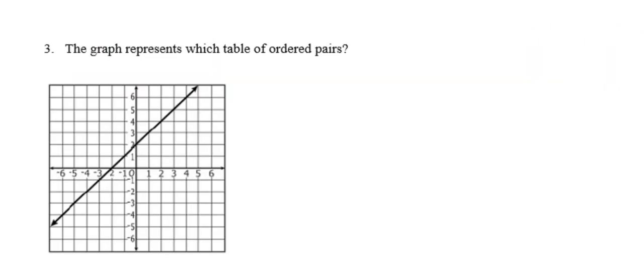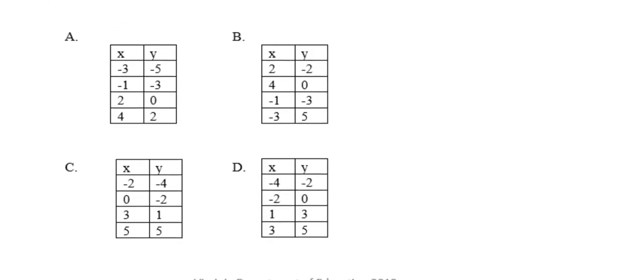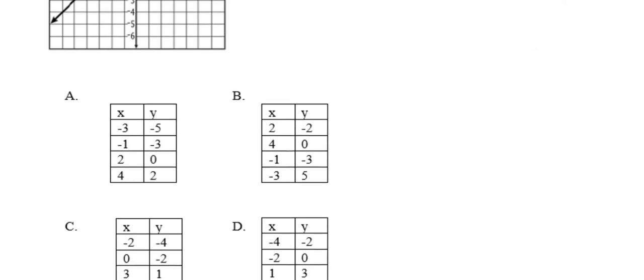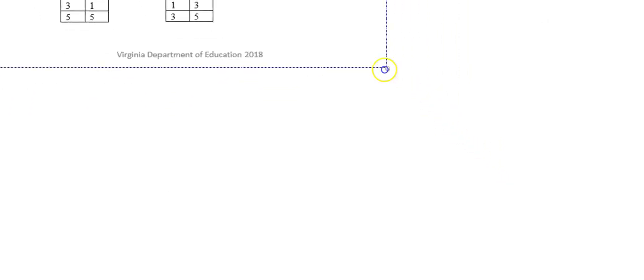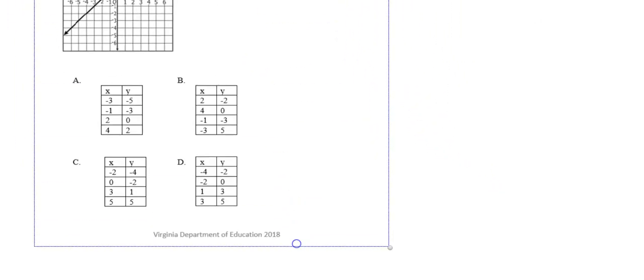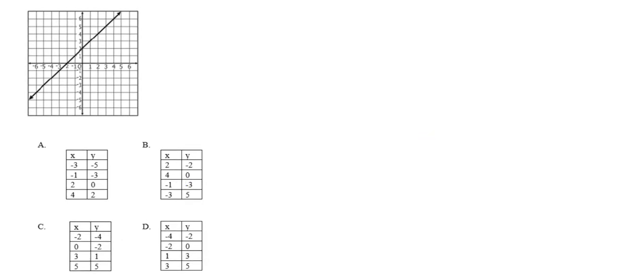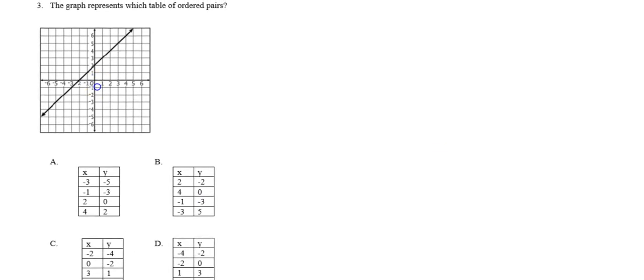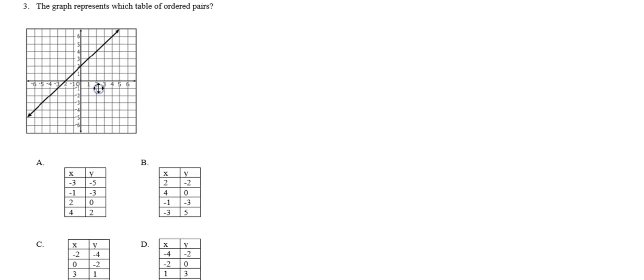All right, number 3. Now we're matching a graph to a table of ordered pairs. So for this one, let's see if I can make this a little smaller so we can see the whole thing. Okay, there we go. So for this problem, we're going to match, pull it down just a little bit, the number. There we go. The graph represents which ordered pairs.